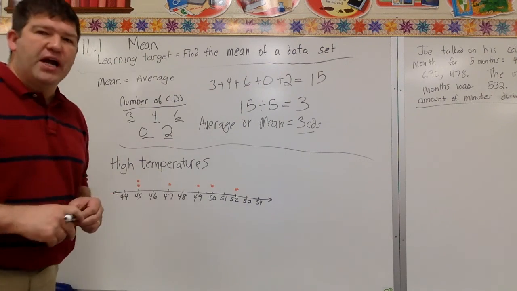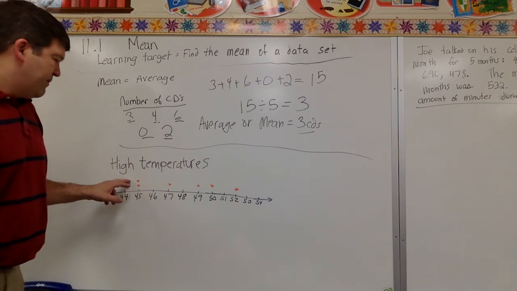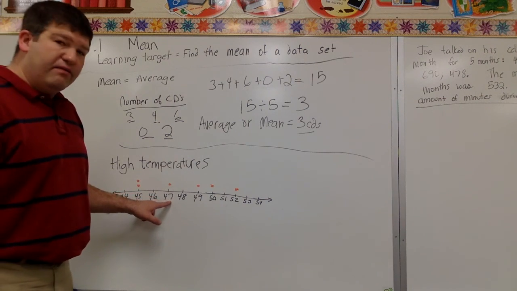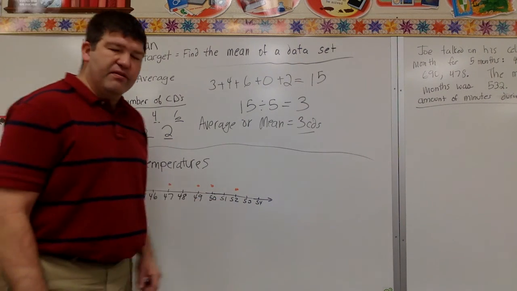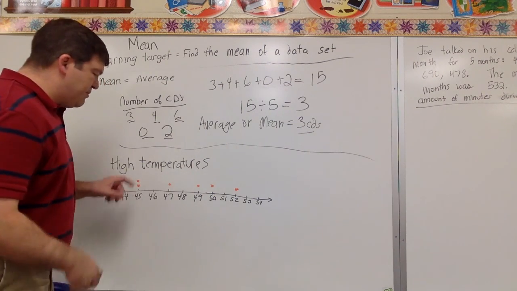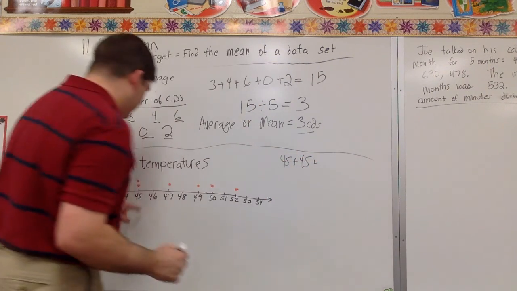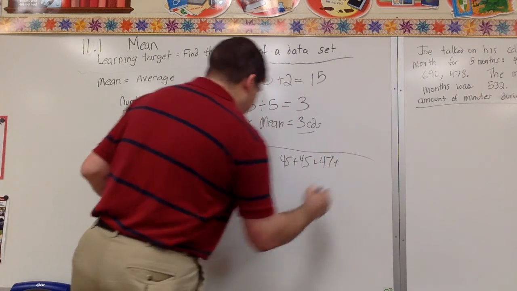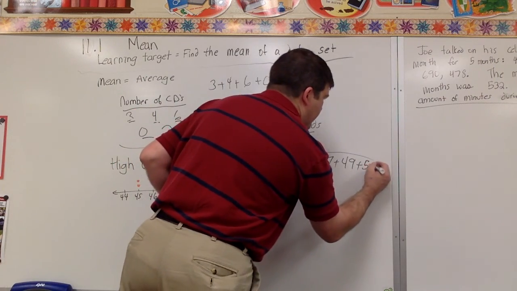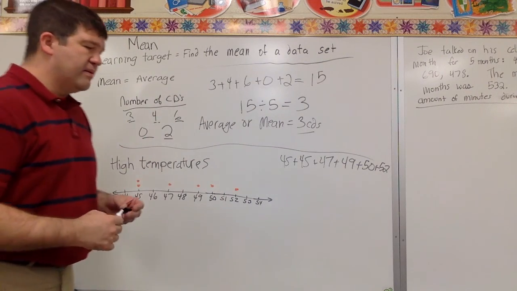We can do that with average high temperatures. Say we have a place and we have a couple days where it's a high of 45. We have a day where it's a high of 47, a high of 49, 50, 52. The way I'm going to find my average is I'm going to add up all of these. Now I have 2 days at 45. So 45 plus 45 plus 47 plus 49 plus 50 plus 52. That's my complete set of data.